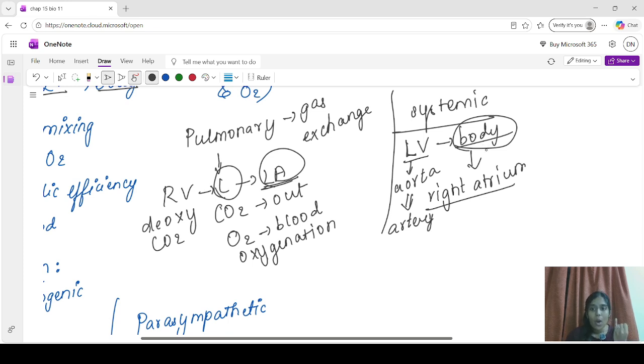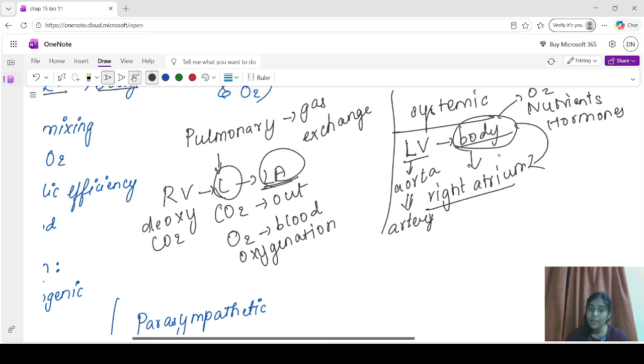So blood will deliver oxygen, nutrients, along with the hormones required to all the body cells. So cells use this oxygen for respiration. And the next thing is, deoxygenated blood will return to the heart. From the body tissues, it will be returning to the heart.